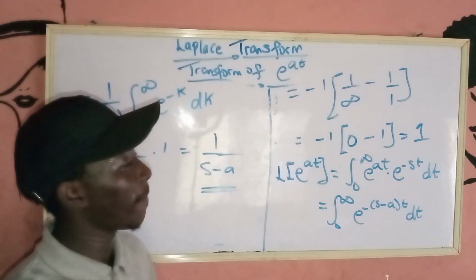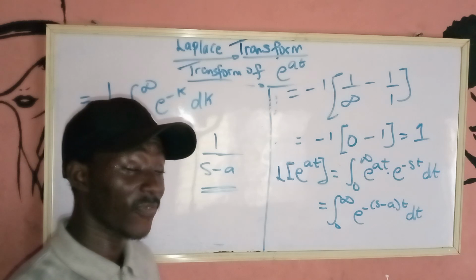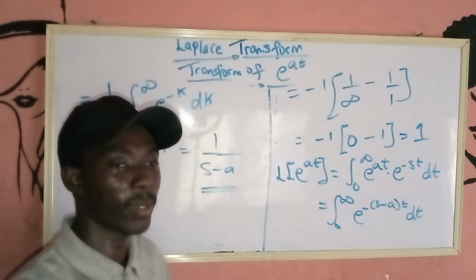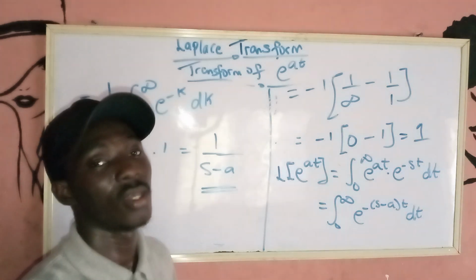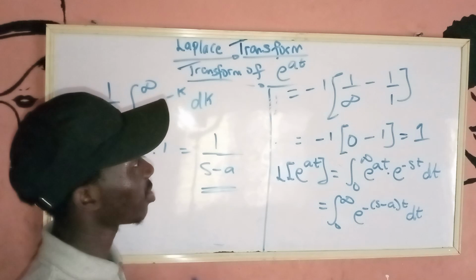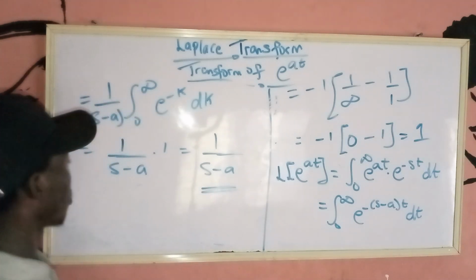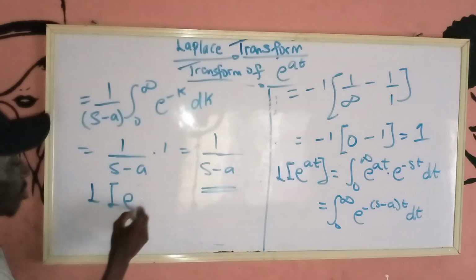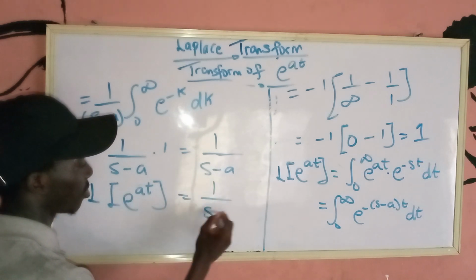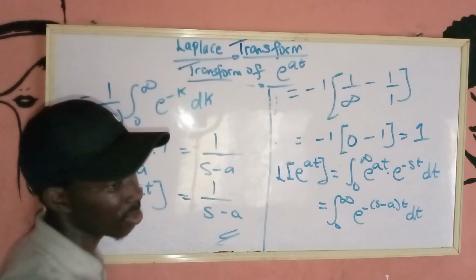In the next video, I'll be doing a video on how to take the Laplace using different theorems, like the first shift theorem and other theorems. But for now, this is our answer. So generally, Laplace of e raised to power at is equal to 1 over s minus a. That's the answer for that.